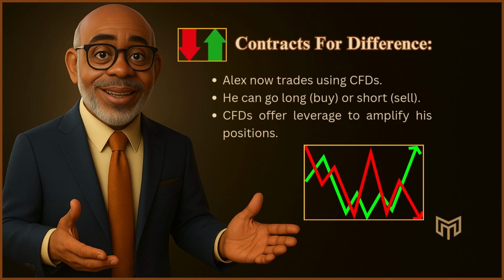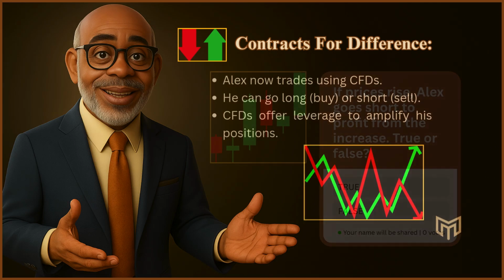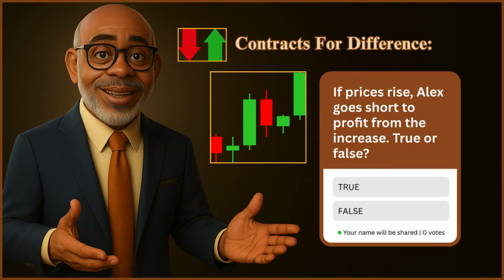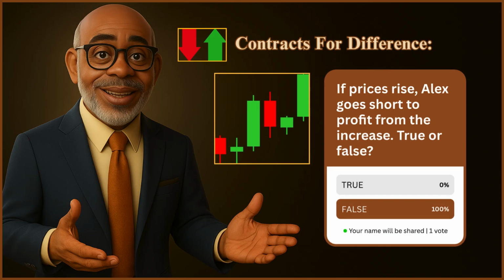Just like in traditional markets, he can go long to profit from rising prices or short to profit from falling prices. CFDs also give him access to leverage, allowing him to control larger positions with less capital. Quick knowledge check. If prices rise, Alex goes short to profit from the increase. True or false? Lock in your answer. The correct answer is false. If prices rise, Alex goes long to profit from the increase. He only goes short when he expects prices to fall.